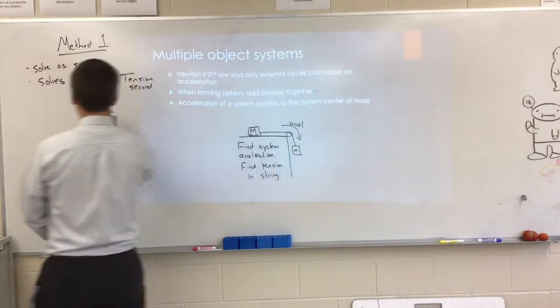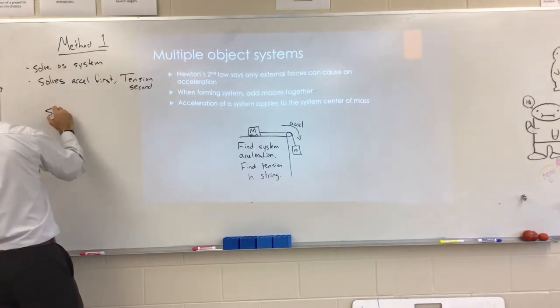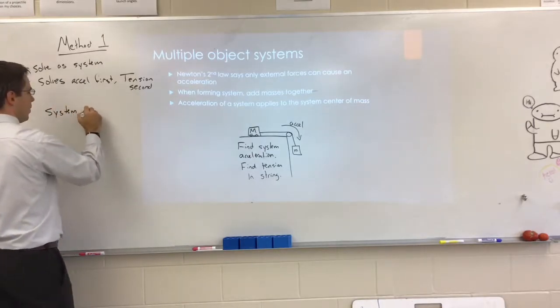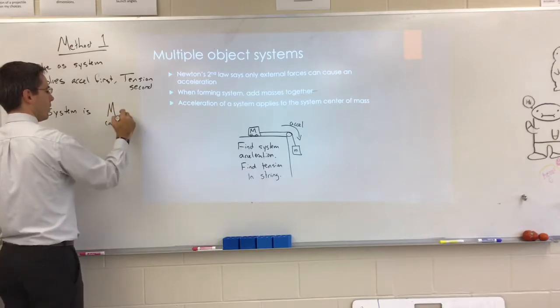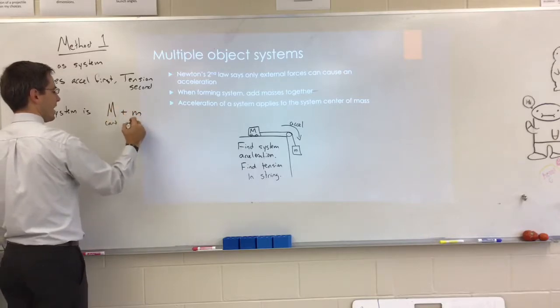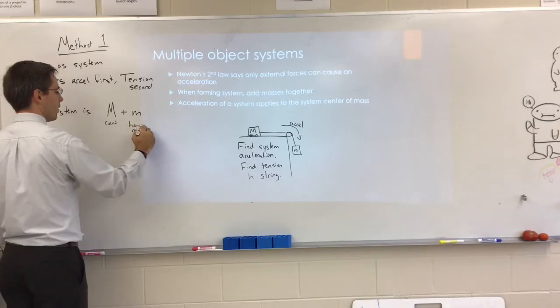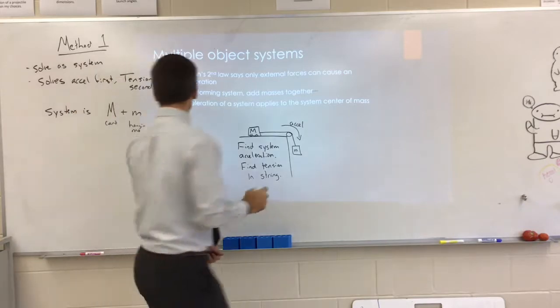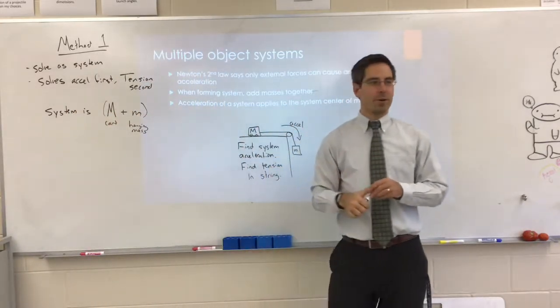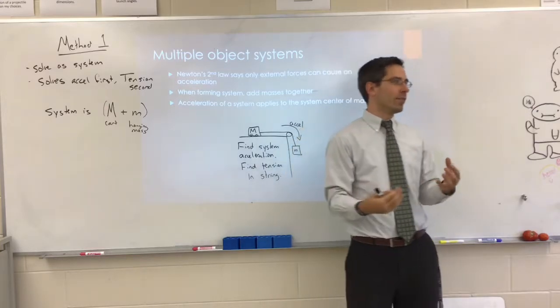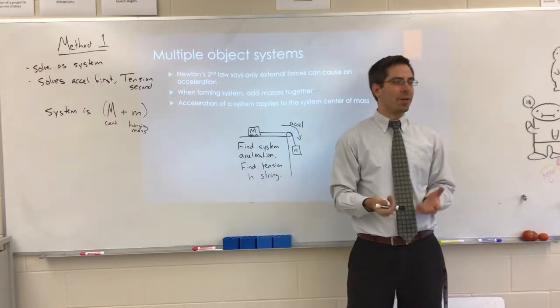And so our system here is both the cart and the hanging mass. So our system is the sum of these two objects. We're going to treat these as a unit, and they will move together because they're tied together.